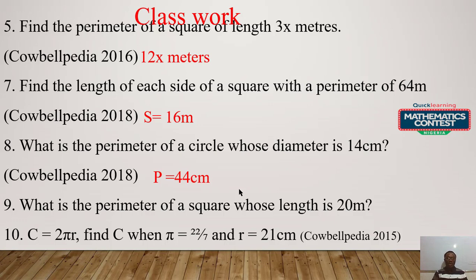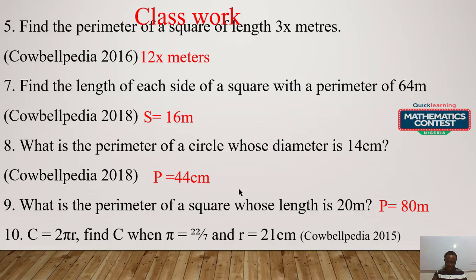Then number 9, what is the perimeter of a square whose length is 20? So 4L, 4 times 20 will give us 80 meters. And the last one is given that C is 2 pi r. Find C when pi is 22 over 7 and r is 21. It's going to be simple.